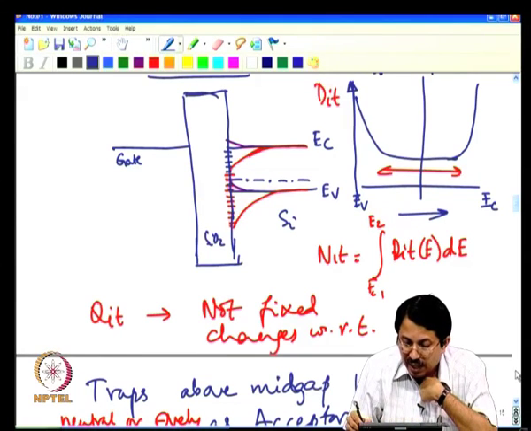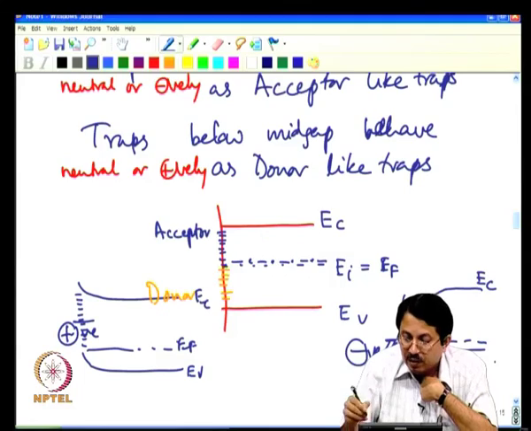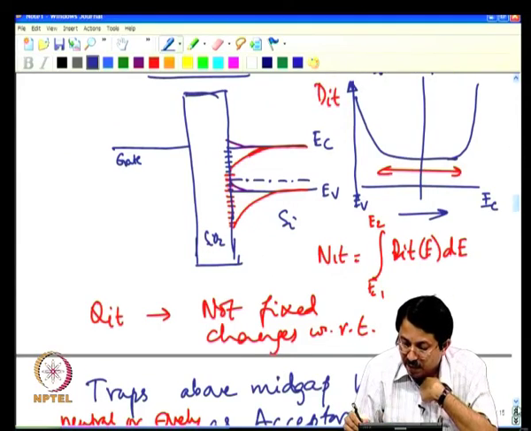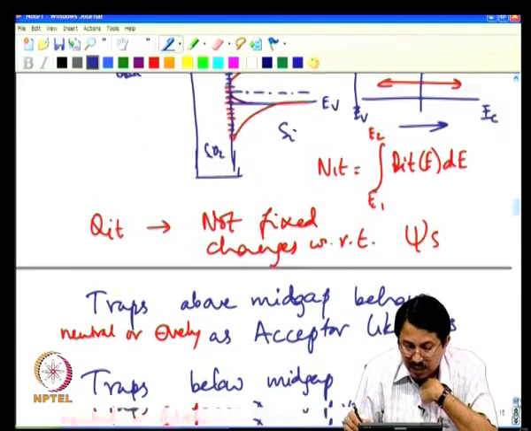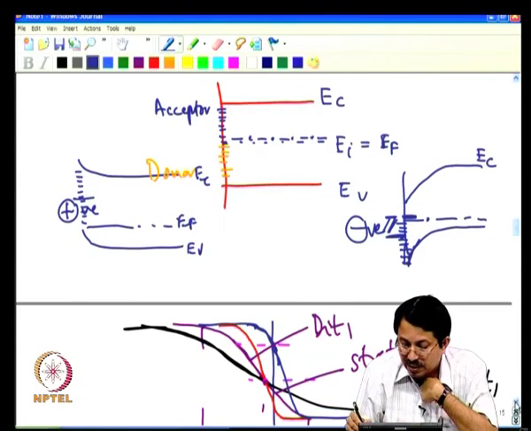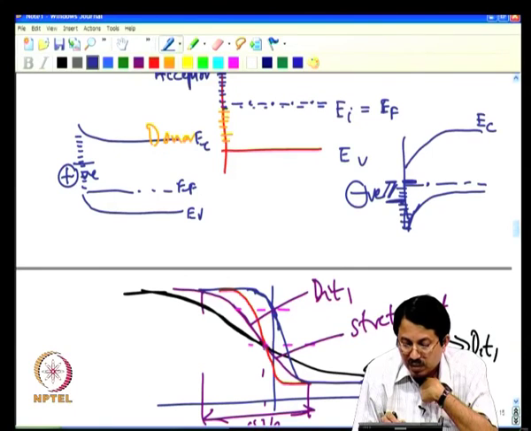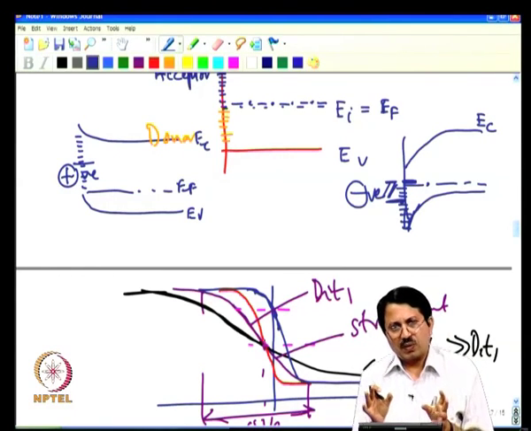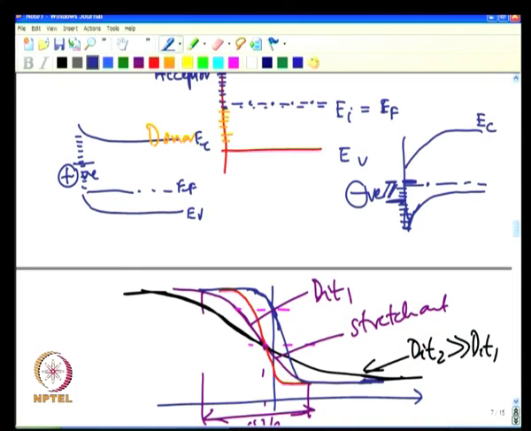Okay. And given that, if we go with this model that above mid gap is acceptor-like and below mid gap is donor-like, then the CV will essentially stretch out with the pivot point being out here, right. CV will always stretch out in the presence of interface traps. Okay. Where the pivot point is depends on where the charge neutral condition is. Here we have said the charge neutral condition is at mid gap.